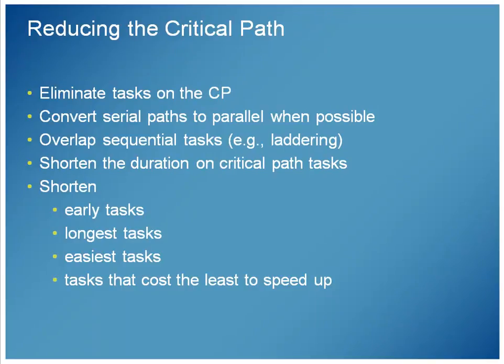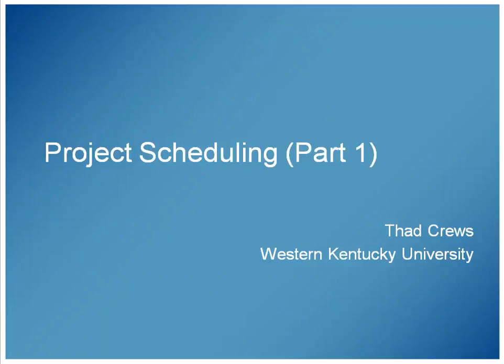Easy tasks that can be done easily are good candidates for being shortened. And then finally, sometimes it costs more money to get speed. Some things can be sped up at lower relative cost than other things. Some things, yeah, I can speed it up, but I've really got to pay some big overtime, or I've really got to bring in some equipment, some machinery that's very expensive as opposed to the machinery we're planning on using for that task. Other things you can speed up at a relatively lower cost, and those obviously would be good candidates as well.